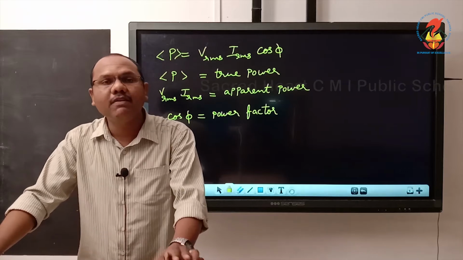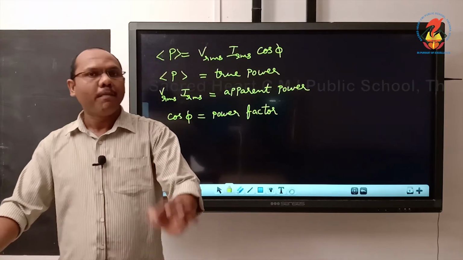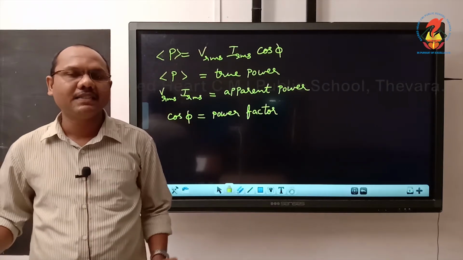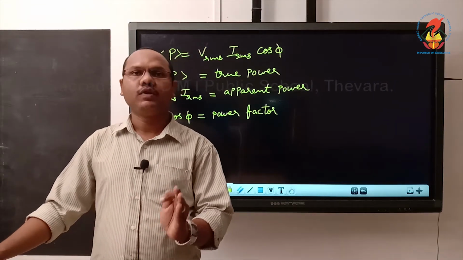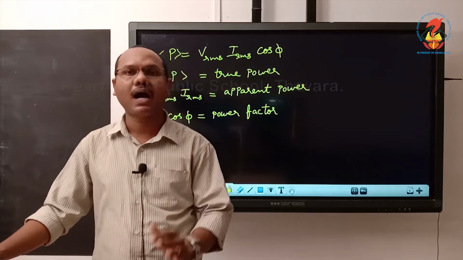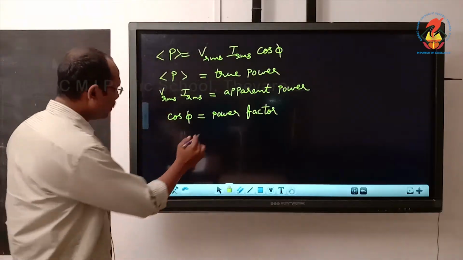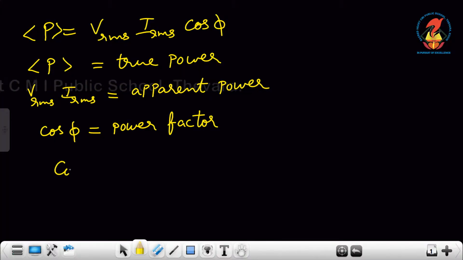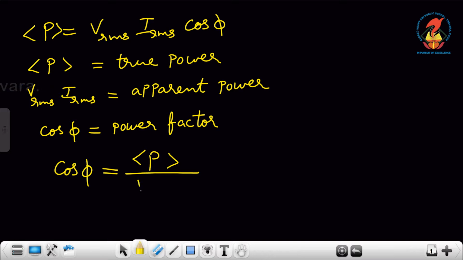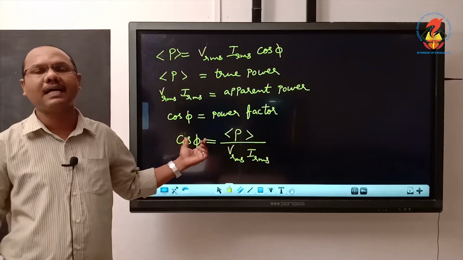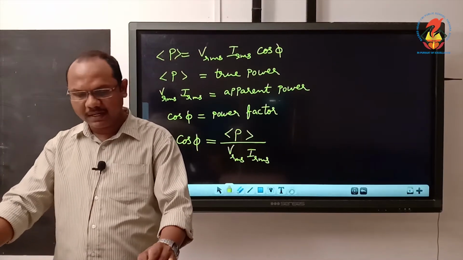So how can I define power factor? Power factor is defined as the ratio of true power to the apparent power. So I will write like this: power factor is cos phi. Cos phi is equal to true power, that is P, to the apparent power, Vrms Irms. So this is the expression for the power factor.